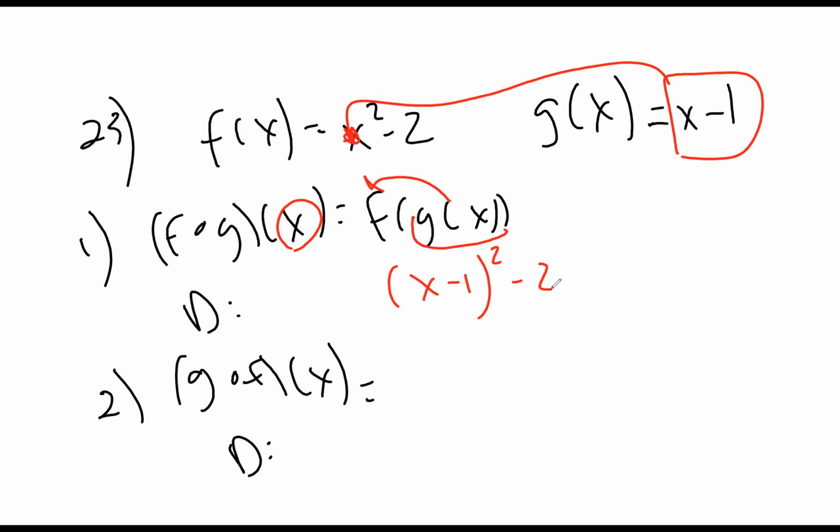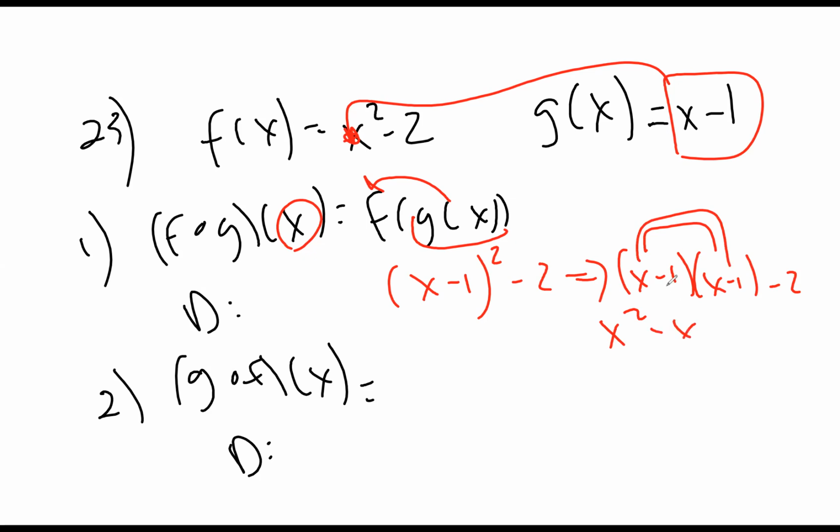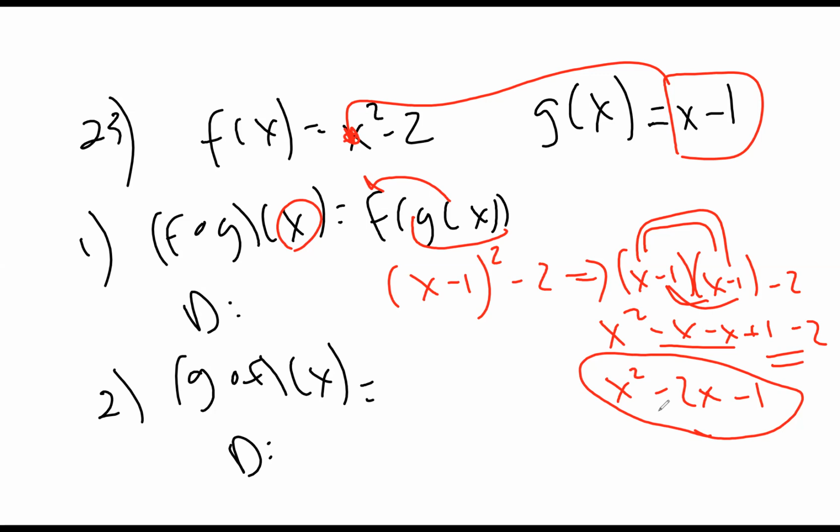So then what's going to happen is I'm going to have to FOIL this. So I'm going to have (x minus 1) times (x minus 1), and then my minus 2 is still hanging out. So x times x is x squared, x times negative 1 is negative x, negative 1 times x is negative x, negative 1 times negative 1 is positive 1, and then my minus 2. And then, of course, combine my like terms. These guys are going to give me a negative 2x. These guys are going to give me a negative 1. And so here is my actual new function.